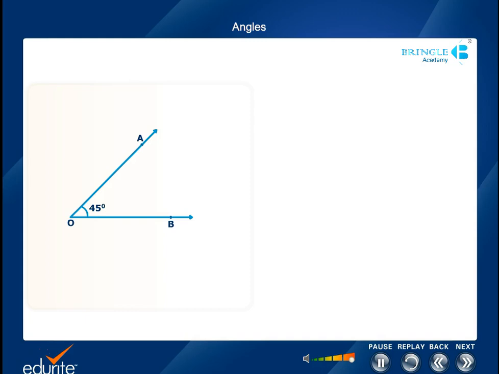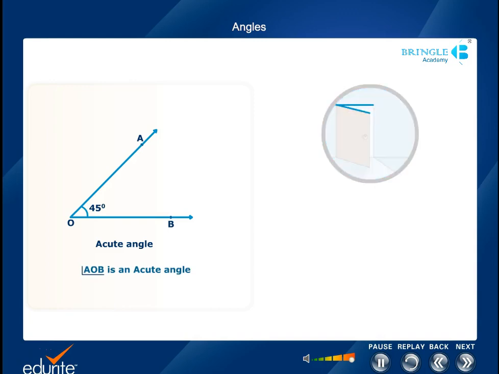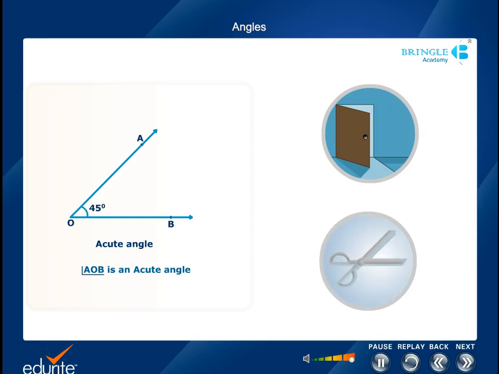An angle whose measure is between 0 and 90 degrees is called an acute angle. We generally open the door at an acute angle. The blades of a pair of scissors make an acute angle.